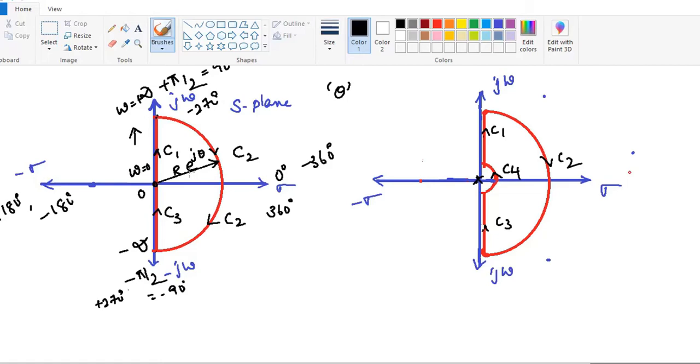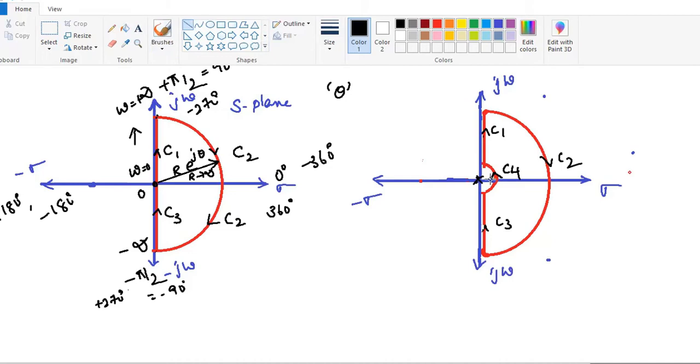So here C2 has radius R and phase e to the power of j theta, and this R tends towards infinity. That means this radius is tending towards infinity.